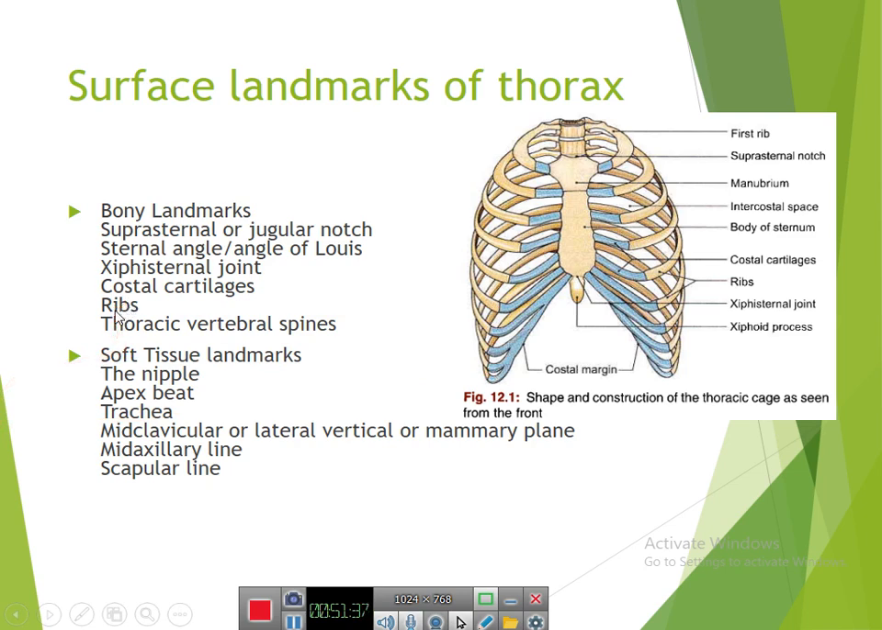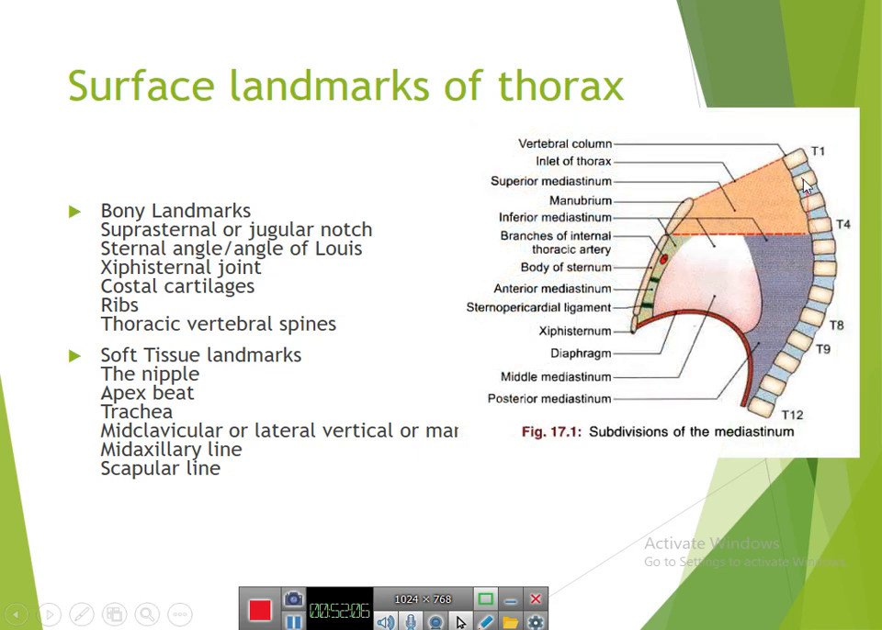Ribs are another bony landmark of the thorax. You can see here on the lateral side of this thorax we have 12 ribs on each side that attach anteriorly to the costal cartilage and posteriorly to the vertebrae. As you can see here, posteriorly the vertebrae and anteriorly the sternum.